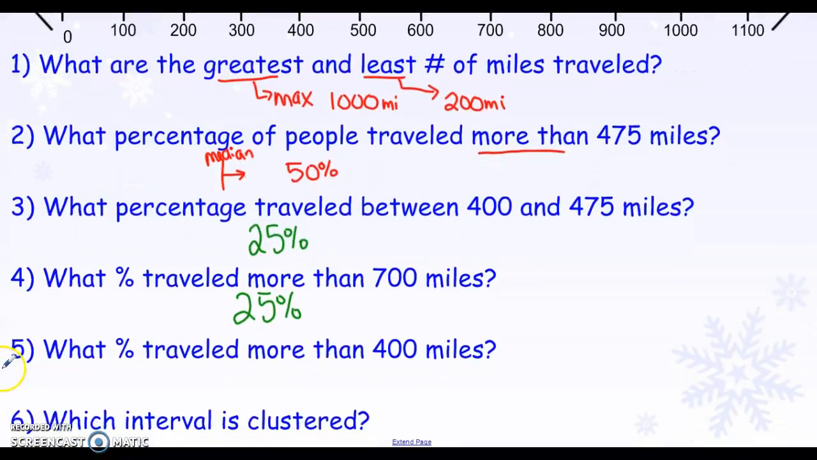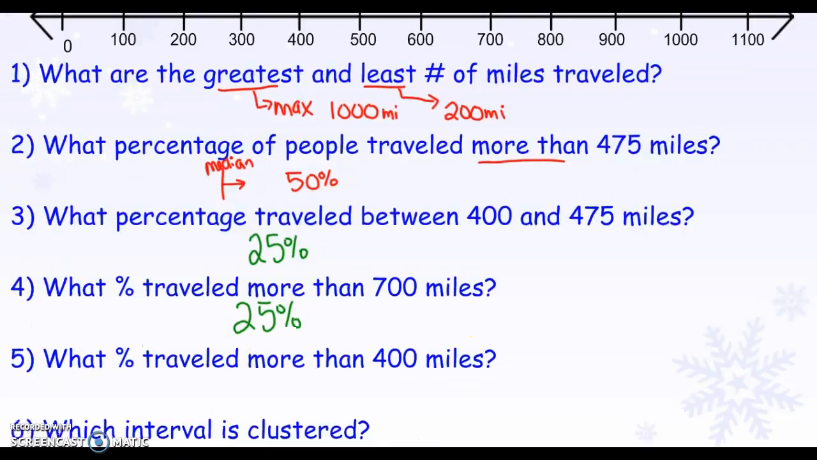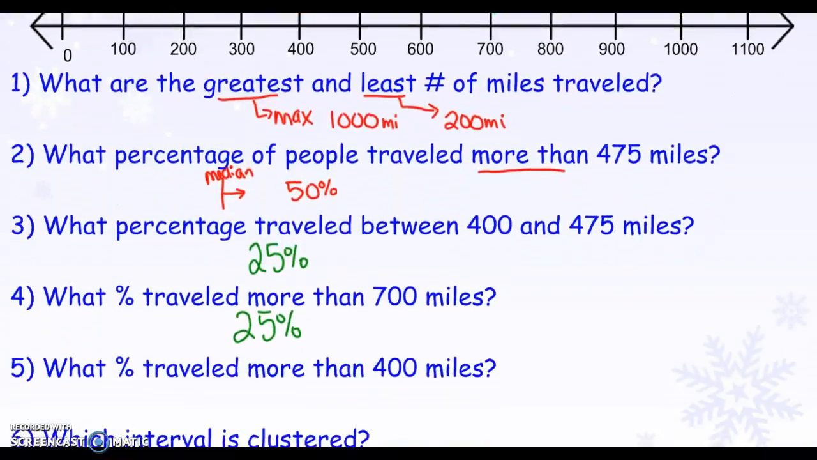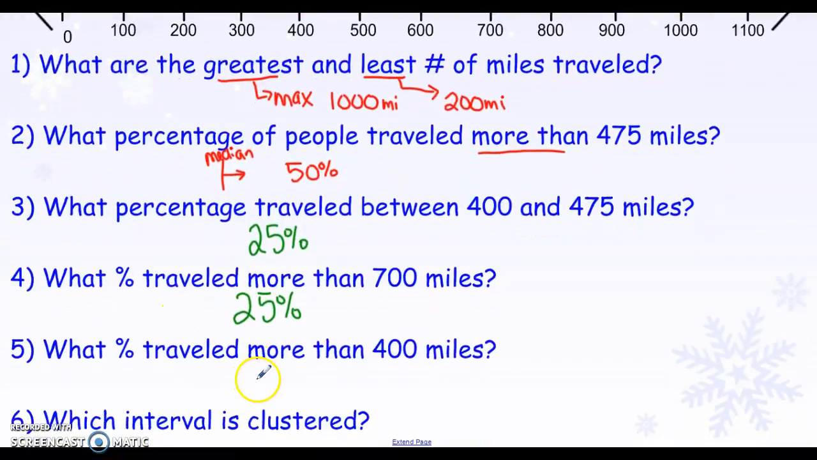Question 5. What percent traveled more than 400 miles? 400 miles is the lower quartile. More than is 1, 2, 3 sections. Each of these sections are worth 25%, so we've got 3 times 25%. So 75% traveled more than 400 miles.